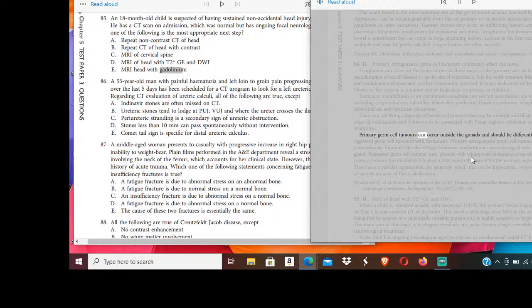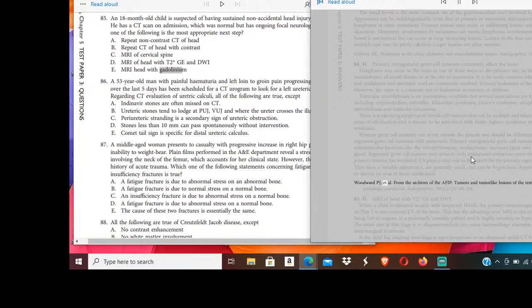Primary germ cell tumors can occur outside the gonads and should be differentiated from regressed germ cell tumors with metastasis. Primary extragonadal germ cell tumors occur in extratesticular locations like the retroperitoneum, mediastinum, sacrococcygeal area, and pineal gland. Regressed germ cell tumor may present with widespread metastases even though the primary tumor has involuted. US plays a vital role in the search for the primary regressed tumor. They have a variable appearance, are generally small, and can be hypoechoic, hyperechoic, or merely an area of focal calcification.